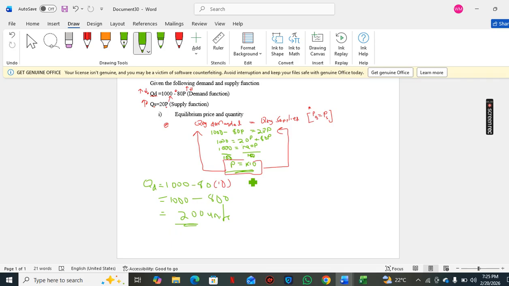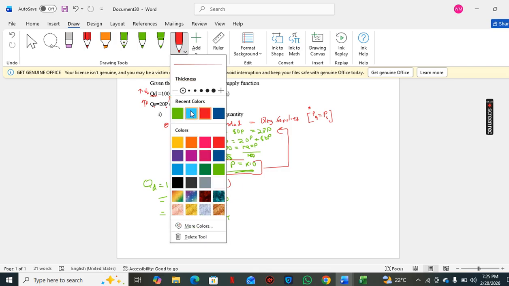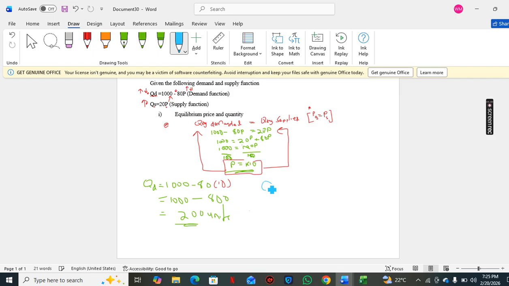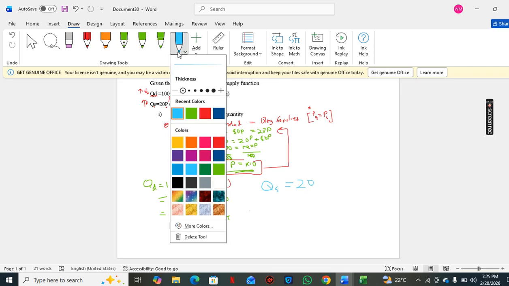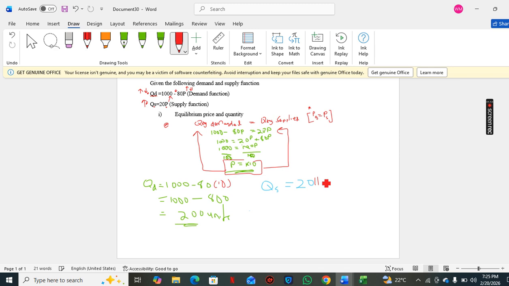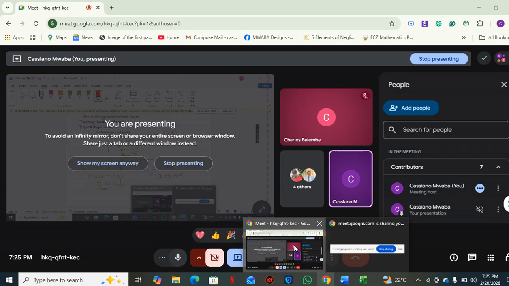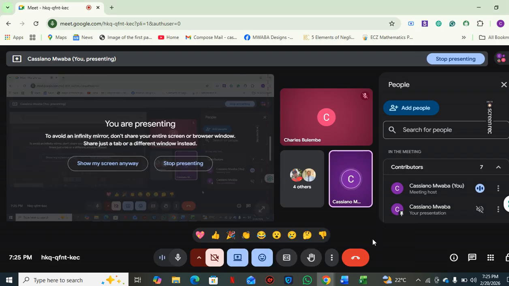As I said, if you want, you can substitute it into the supply function. It's up to you to choose which one. You're going to get both correct. Our supply function was QS equals 20P. So P is substituted with 10, 20 times 10, that is 200 units. Any questions, colleagues?